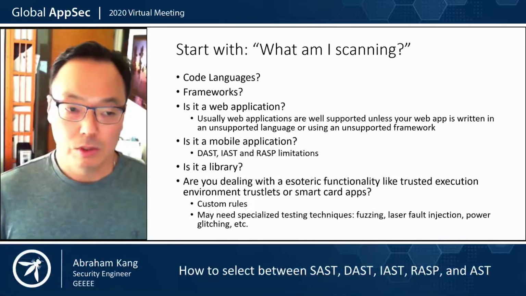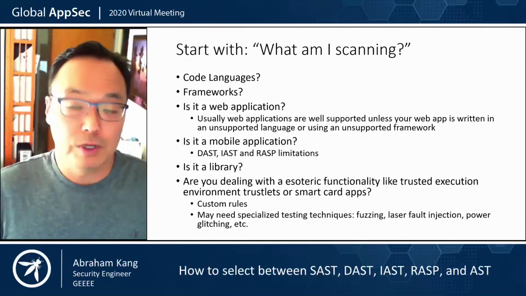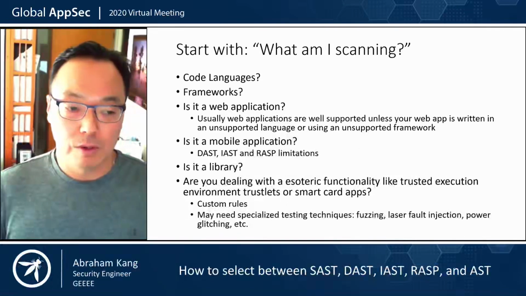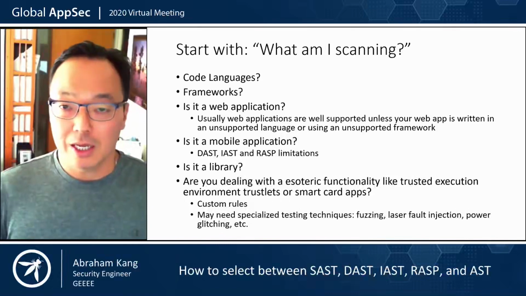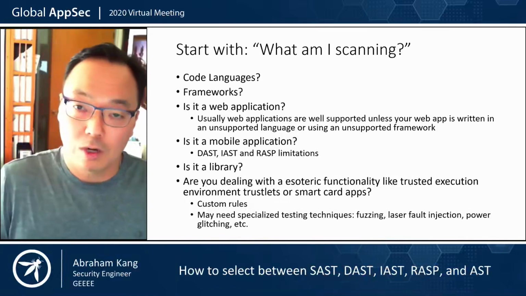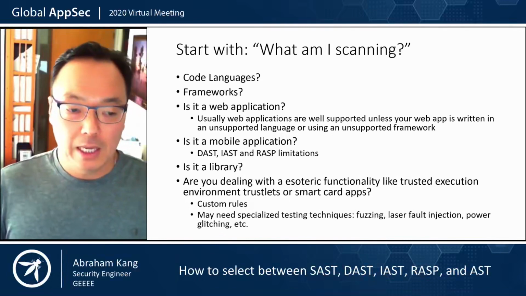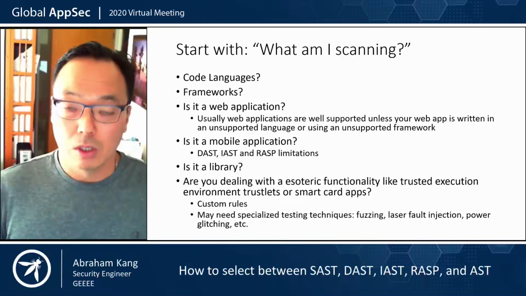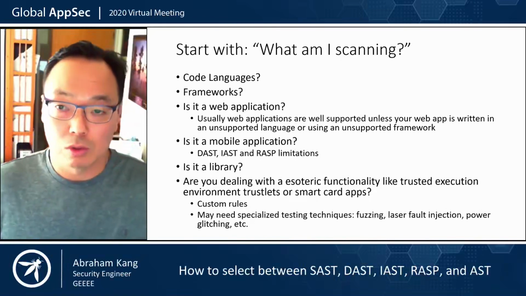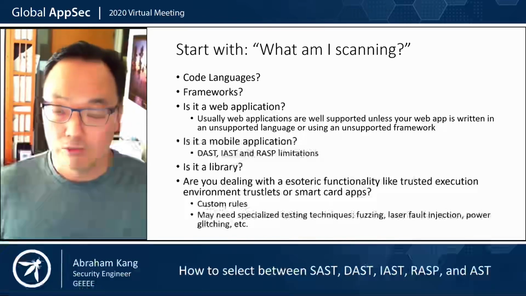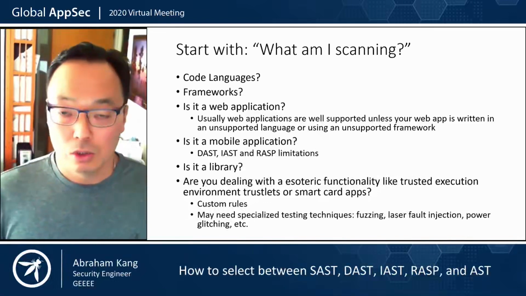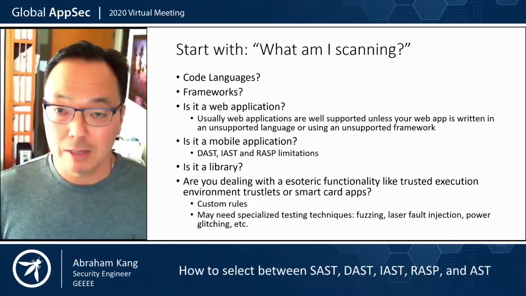areas. So to give you an example, web applications are pretty well supported, but mobile applications are going to be difficult for DAST and IAST and RASP, and we're going to discuss why. And if you're dealing with things like trustlets, well, most scanning tools don't have researchers that are writing rules to find vulnerabilities in those type of applications. So if you try scanning your trustlet apps, don't expect to find anything besides quality issues.